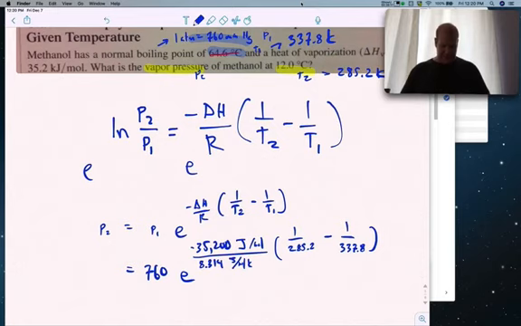So let's go ahead and do that. And I like to do it once because that way I don't mess it up. 35200 divided by 8.314 times the quantity 1 divided by 285.2 minus 1 divided by 337.8, close parentheses, close parentheses.